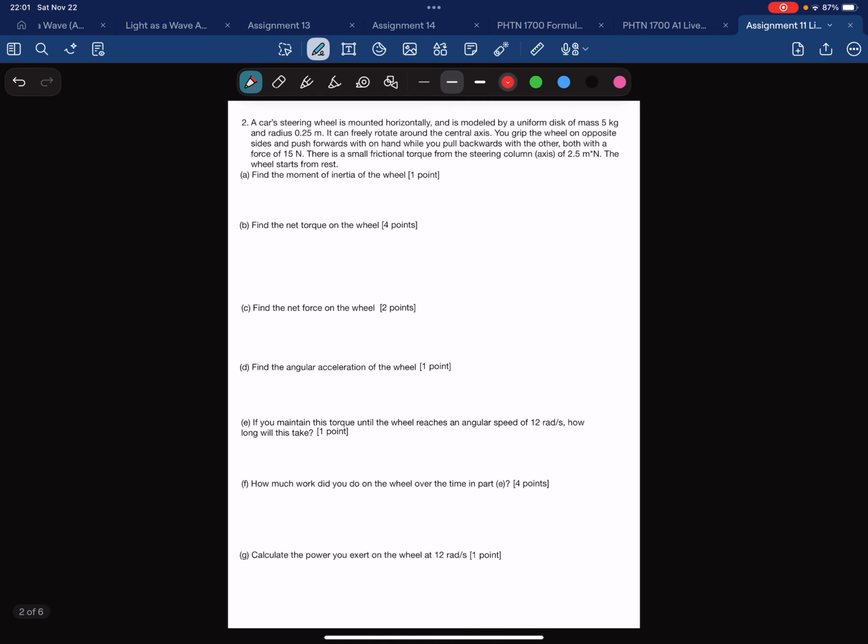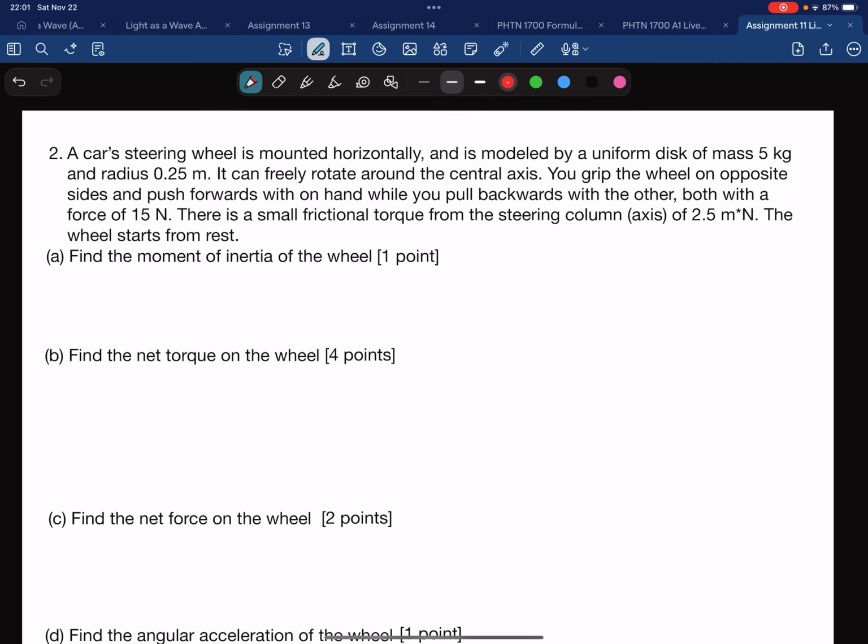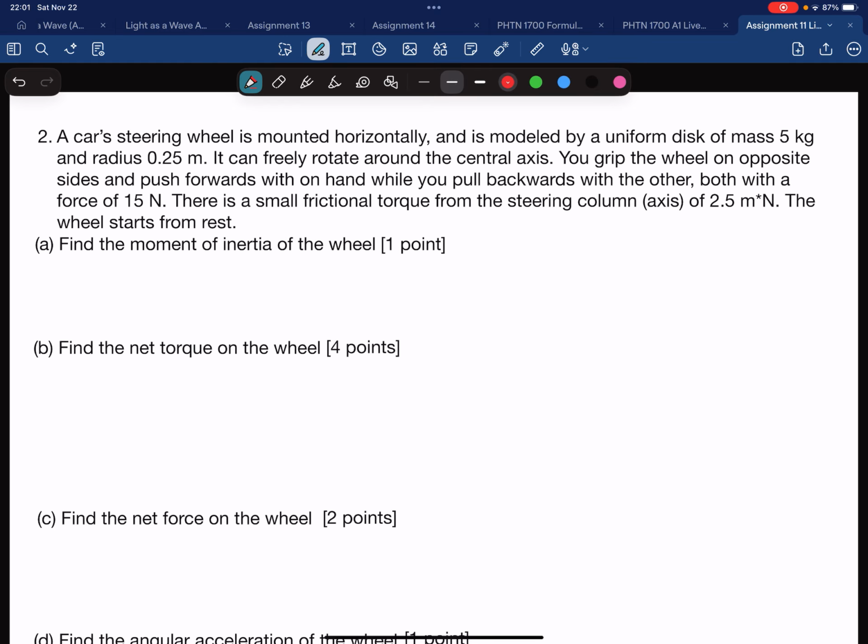Question 2. A car's steering wheel is mounted horizontally, and it is modeled by a uniform disc of mass 5 kilograms and radius 0.25 meters. It can freely rotate around the central axis. You grip the wheel on opposite sides and push forwards with one hand, while you pull backwards with the other.